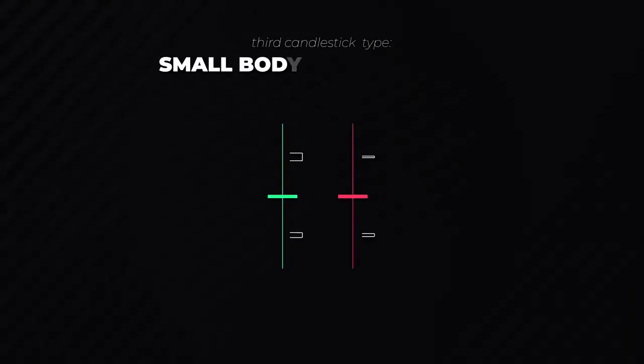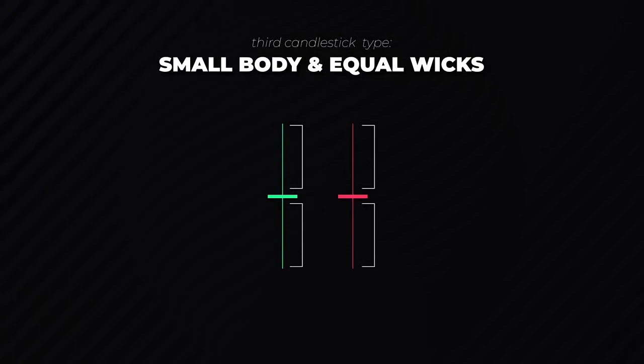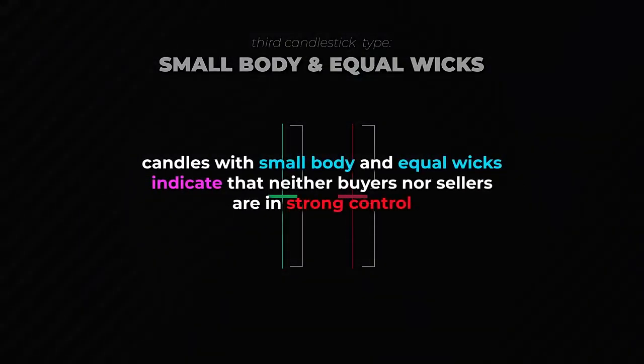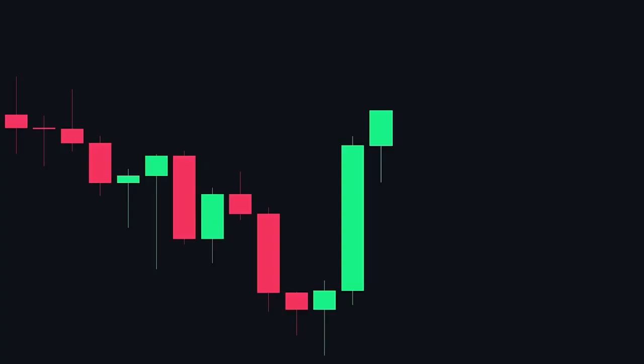The third type is candles with a small body and equal wicks. If a candle has a small body and equal wicks, it indicates that neither buyers nor sellers are in strong control. This is because both buyers and sellers tried to push the price up and down during this period, but neither side was significantly dominant, so the candle closed near its opening price.